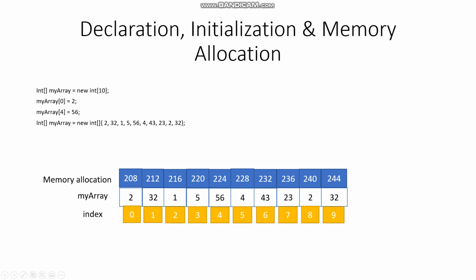But if I already know what the inputs of my array should be, why do I need to go from 0 all the way to 9 doing this one by one? That's a waste of space. Yes, I can just do it all in one line. I define my array type, give it a name, and I just assign the values this way. So my array is going to have the values 2, 32, 1, all the way to 32.